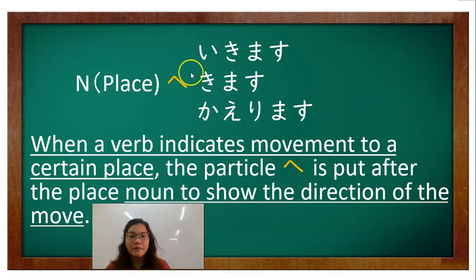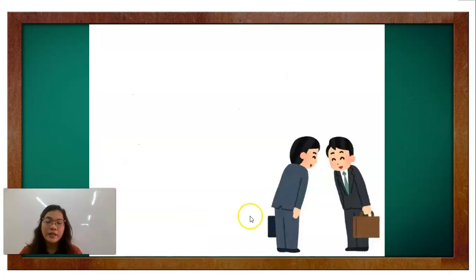For example, ikimasu means go. Next, kimasu means come. And kaerimasu means return or return home. So this sentence pattern in English will say, I'll go to noun, I'll come to noun, or I'll return to noun. Okay? So here's an example to show you that sentence pattern.